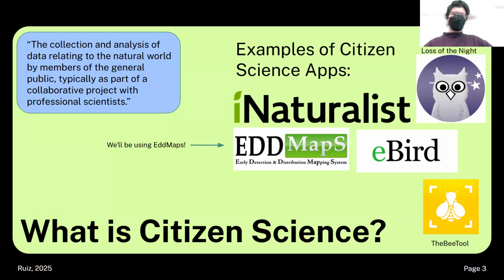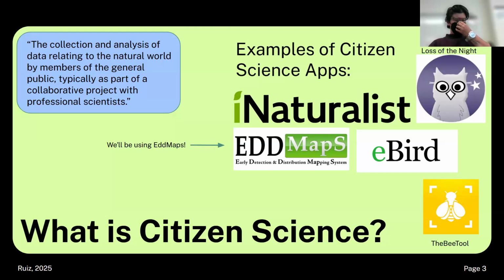On the right-hand side, I just have a couple of examples. We'll be using EDDMapS. EDDMapS specifically focuses on invasive species detection. So we'll be working with a couple of invasive species data sets for the state of Massachusetts. Some other ones include eBird, pretty self-explanatory. Loss of the Night is really cool. You can essentially take a photo of the night sky wherever you are, and it tracks light pollution in the area. I think that's really cool. So there are all of these capabilities now with smartphones where you can contribute data to these various projects.